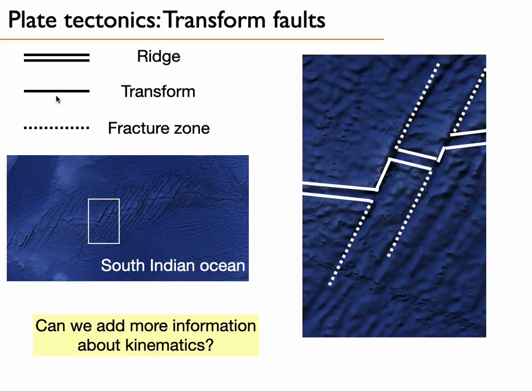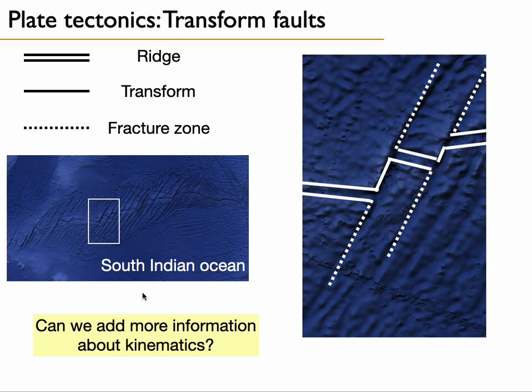So here are the symbols which are useful for the map view. We have the ridge, the transform will be the solid line, and the dotted line is the fracture zone. So let's zoom on this example from the South Indian Ocean. If we go there, we will see the ridge, which is being offset. There is a segment of a ridge here, which is taken in the middle here. We have two transform faults with the solid lines here, and the fracture zones are on each side of this transform fault.